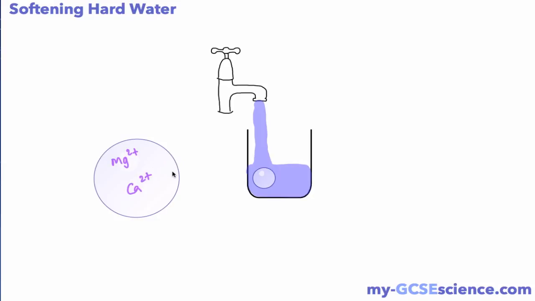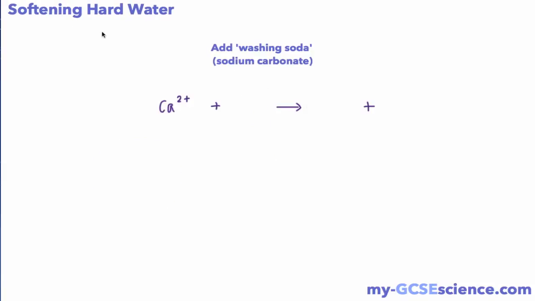But what we're going to look at now is ways that we can soften hard water. There are two ways which we need to know about, and the first one is by adding a substance called washing soda. Now the chemical name for washing soda is sodium carbonate. What happens is we have calcium ions in the hard water. We then have carbonate ions which are in the sodium carbonate, so that's where they come from.